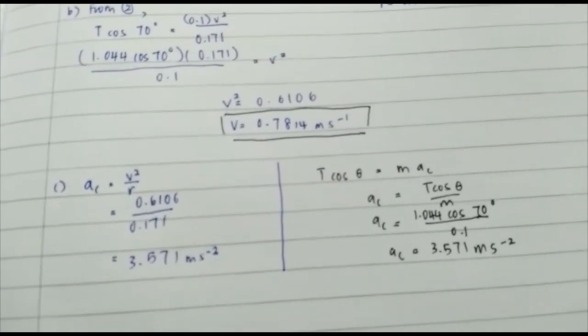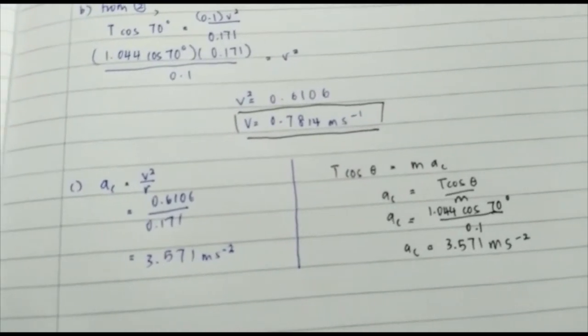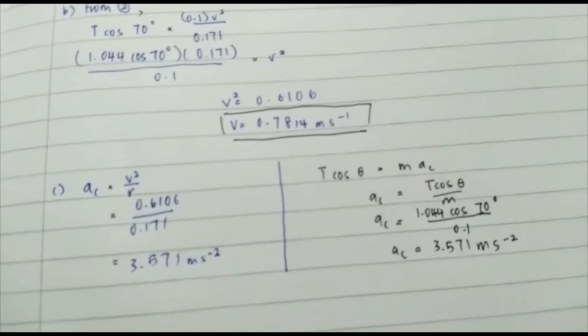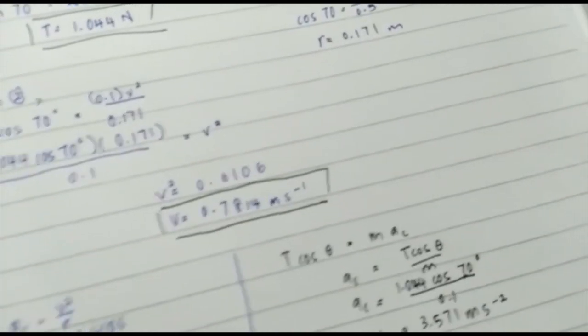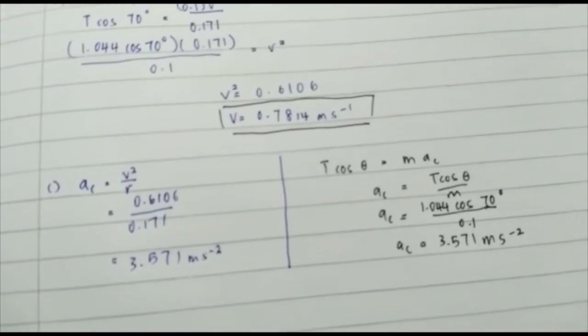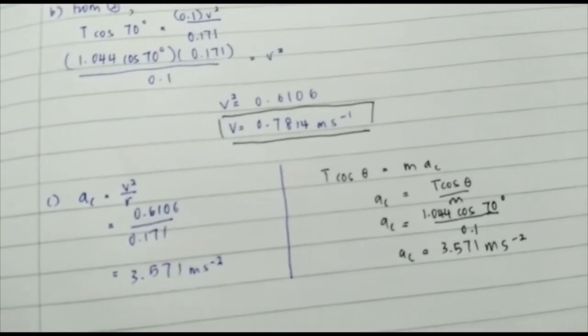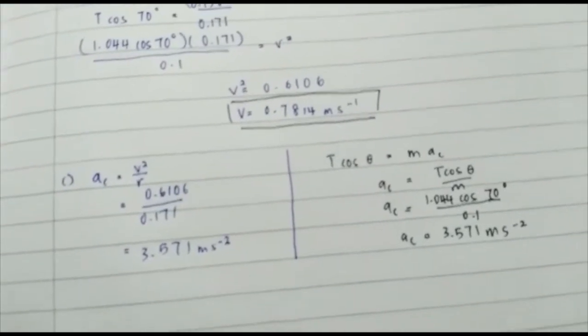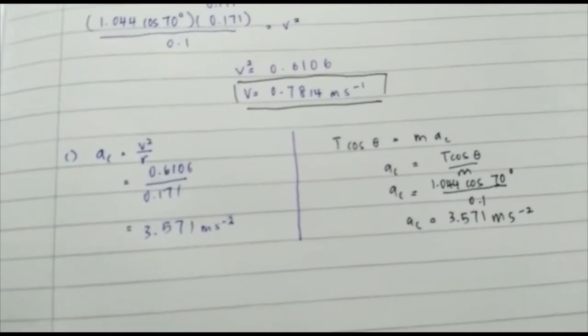So for centripetal acceleration, first I use V squared on R. So 0.6106 is my V squared, divided by 0.171. 0.171 is my radius, found earlier. Okay, and I get 3.571 meter per second squared. It is not the same as the scheme. So what I did, I double check my answer.